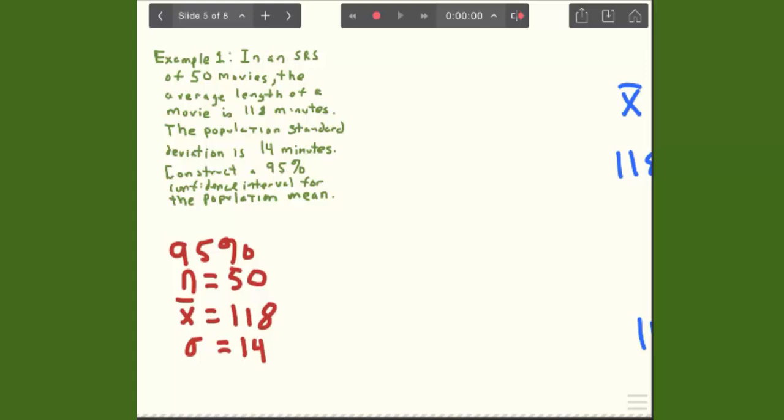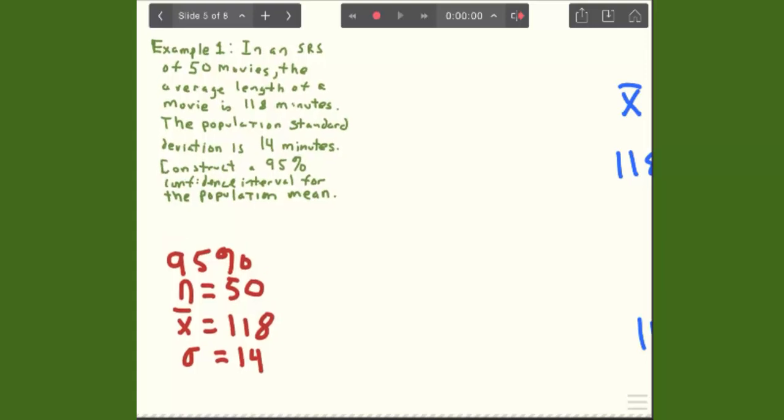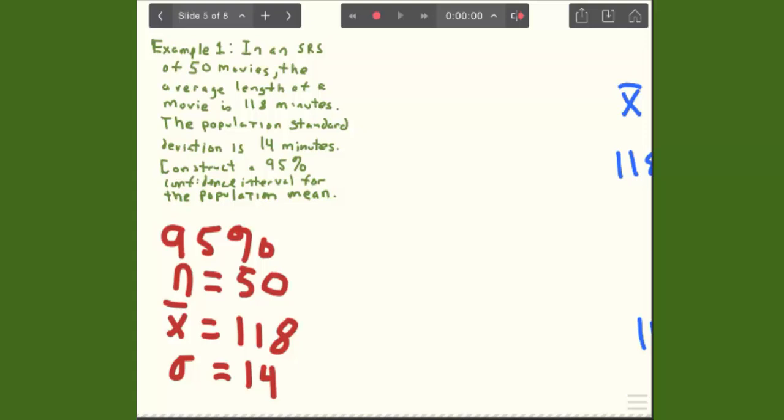So here I've just written down some of the key information from the problem: we have a 95% interval, n is 50, x bar is 118, and sigma, the population standard deviation, is 14. Get in the habit of writing down the information from the problem. This one's a pretty simple one, but as the problems get a little more complicated or involved, you really want to make sure you write down the information from the problem. It'll just make everything go a lot easier.